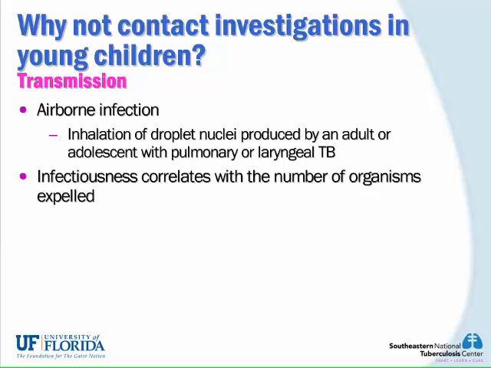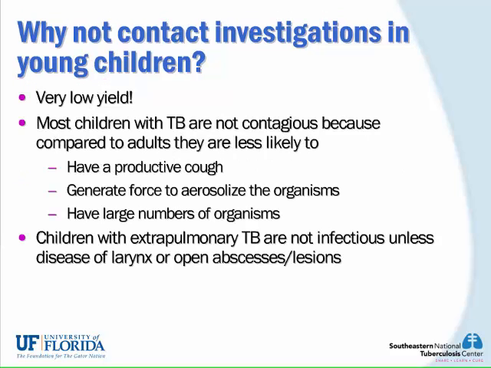We just need to go back to remember how the transmission occurs. We need to remember that it's an airborne infection. So in order to acquire the infection, the contacts would have to inhale the droplet nuclei produced by an adult or an adolescent that has pulmonary or laryngeal TB. And the infectiousness correlates with the number of organisms expelled. So we don't usually conduct contact investigations in young children because they have very low yield.